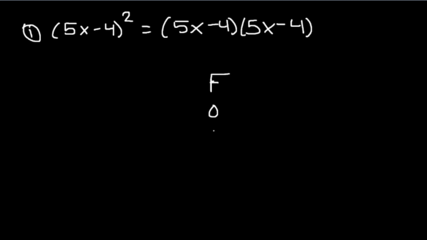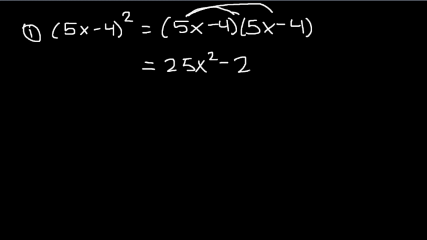So foiling, in another video I posted, it means first, outer, inner, last. This is multiplying of the binomials. So you could go 5x. First, what we do is 5x times 5x will give you 25x squared. Remember, anytime you multiply x by x, it becomes x squared. Now you do 5x times minus 4, which gives you minus 20x. And now you do minus 4 times 5x. Sorry, minus 4 times 5x will give you negative 20x again, and minus 4 times minus 4 will give you positive 16. Alright, we're not done just yet.